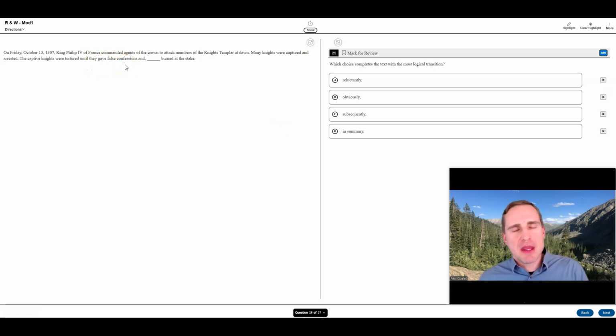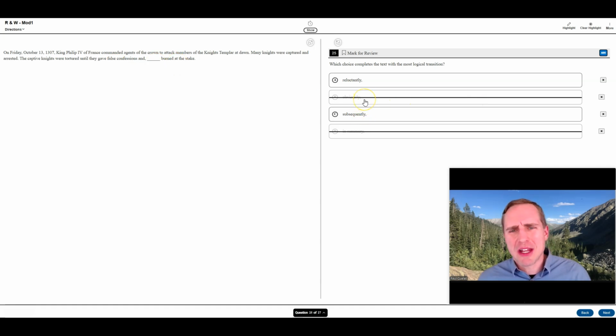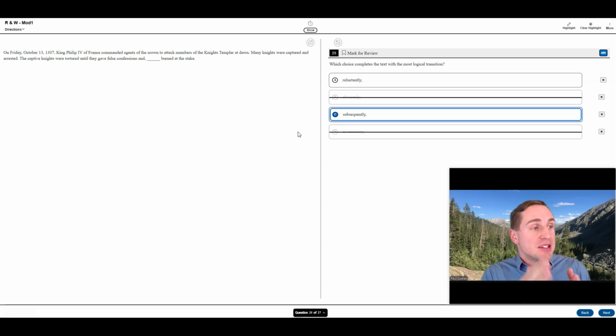Until they gave false confessions. So false confessions means that's not truthful. So are they going to reluctantly be burned at the stake? Or subsequently be burned at the stake? So subsequently implies in time. In summary is not what burning at the stake happens. It's not a summary because we're not summarizing the false confession. Obviously is more like an opinion. So we're going to go with subsequently, because subsequently is going to happen in time, because we're describing things in time, because we're describing dawn, captured, then arrested, tortured until. So until suggests time. So this is a time word, subsequently. All right, let's move on.